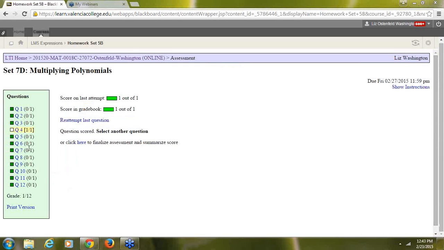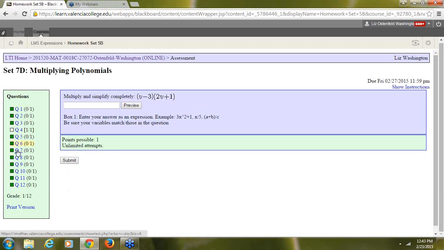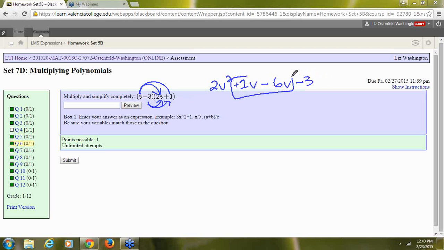Okay. I'm just going to keep going here. Same thing, okay? Big thing is just watch out for your signs. Make sure you're erasing everything and make sure you look for anything that can simplify. V times 2v is 2v squared. V times 1 is just a positive 1v. Negative 3 times 2v is just a negative 6v. And negative 3 times 1 is just a negative 3. Again, these are my like terms, so I get 2v squared minus 5v minus 3.